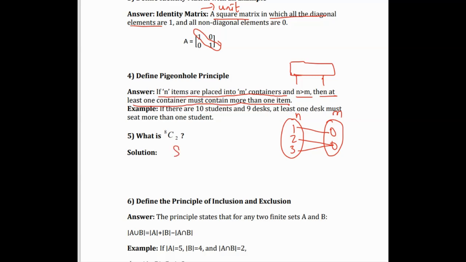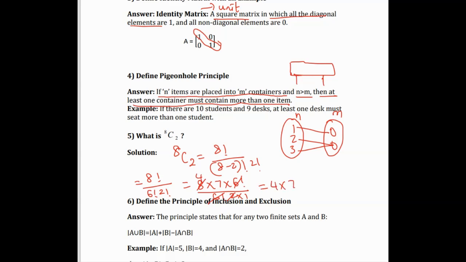What is 8c2? 8c2 is a combination, that will be 8 factorial divided by (8 minus 2) factorial times 2 factorial. 8 minus 2 is 6, so 6 factorial times 2 factorial. 8 factorial can be written by writing it in reverse order: 8 into 7 into 6 factorial divided by 6 factorial into 2 into 1. So 6 factorial and 6 factorial get cancelled. 2 ones are 2, 2 fours are 8. So totally 4 into 7, 4 sevens are 28. So the value of 8c2 is 28.